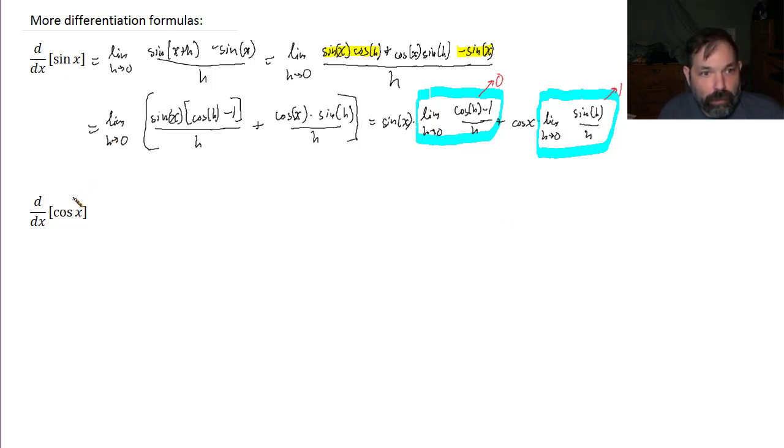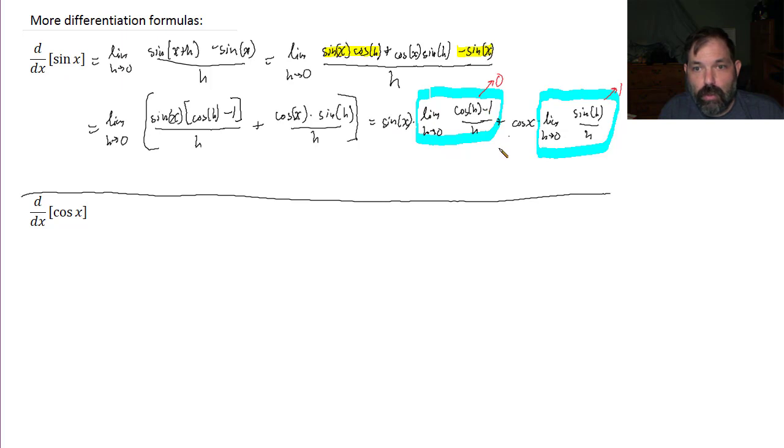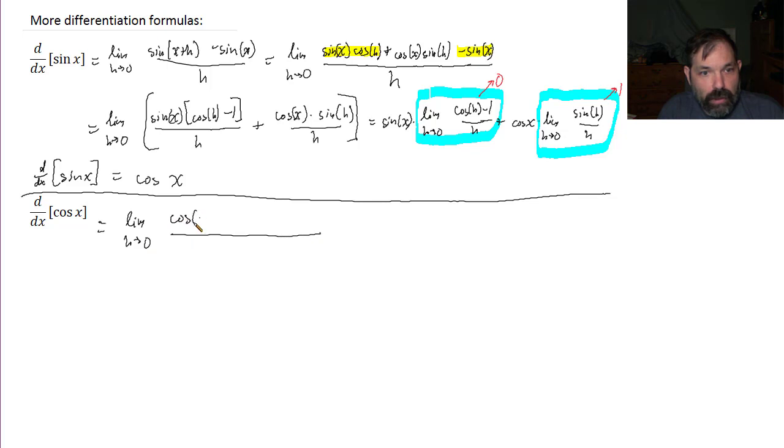So through some arithmetic here, I have sine x times 0 plus cosine x times 1. The derivative with respect to x of the sine function is cosine x. And we can do something similar with the derivative with respect to x of the cosine function. This is equal to the limit with h approaching 0 of cosine of x plus h minus cosine of x over h. We expand using the cosine identity.